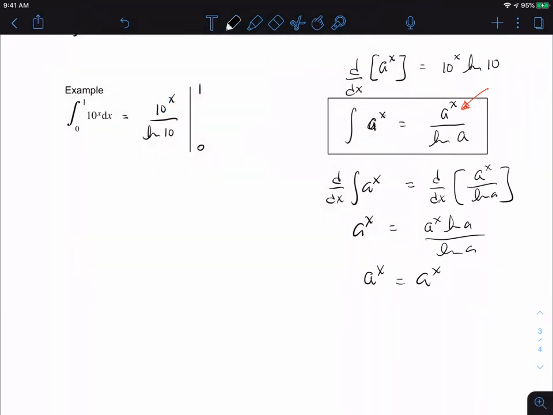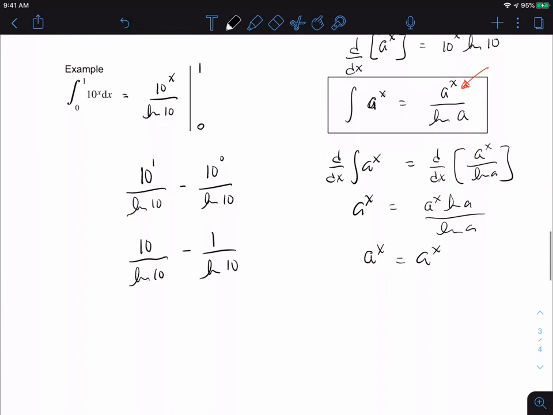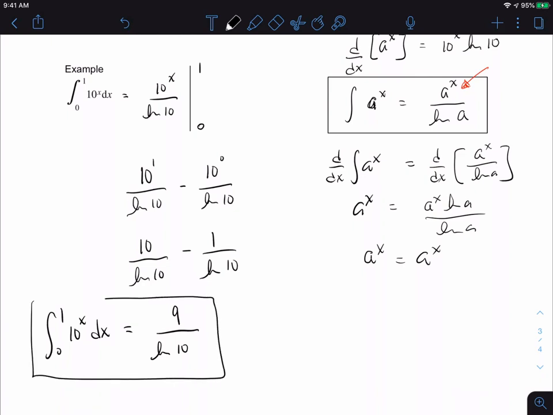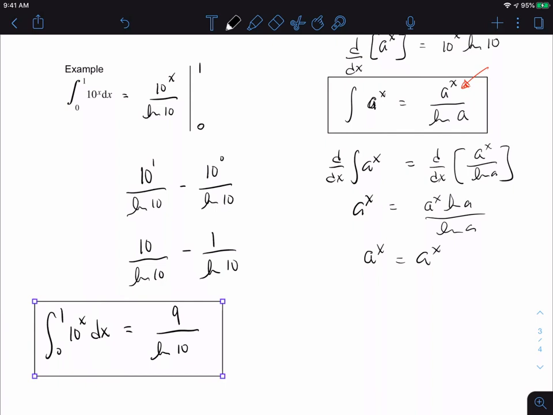Okay, now to finish this problem, I'm going to get 10 to the first power over ln of 10 minus 10 to the zero power over ln of 10. And doesn't that give me 10 over ln of 10 minus 1 over ln of 10, which is 9 over ln of 10? And so I know that my integral of 10 to the x dx is equal to 9 over ln of 10. Does that make sense to everybody?